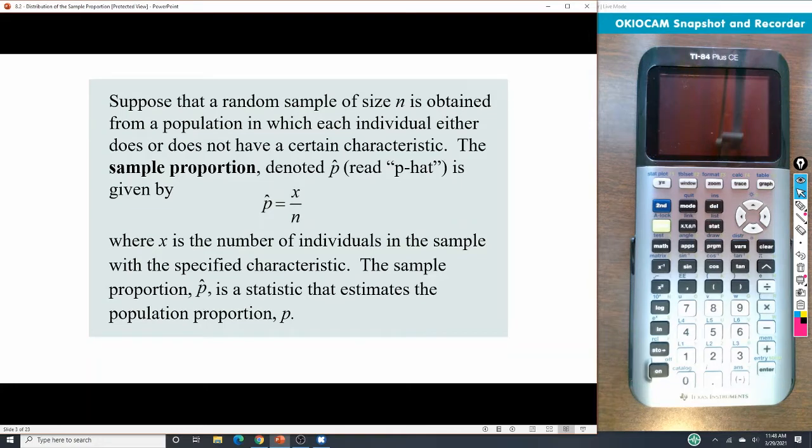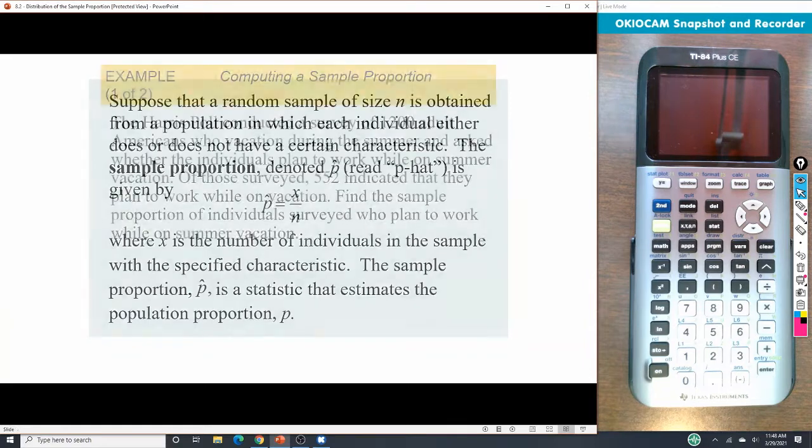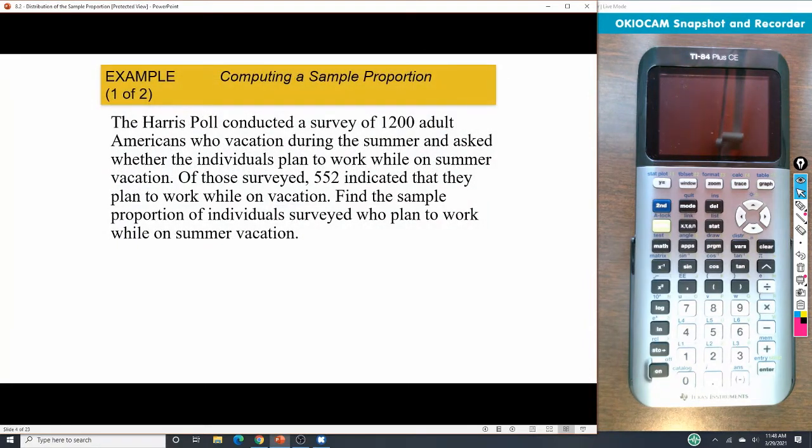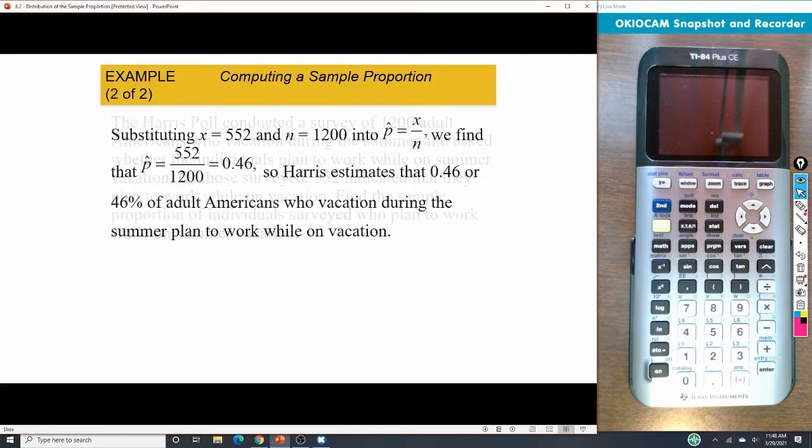So we can always use our sample proportion, p hat, to estimate the population proportion. Here we have this Harris poll. They did 1,200 adults. 552 indicated they plan to work while on vacation. So what is our sample proportion? We simply take 552 divided by 1,200, and we get 0.46. That means 46% of Americans will work on vacation. Just a simple x over n.